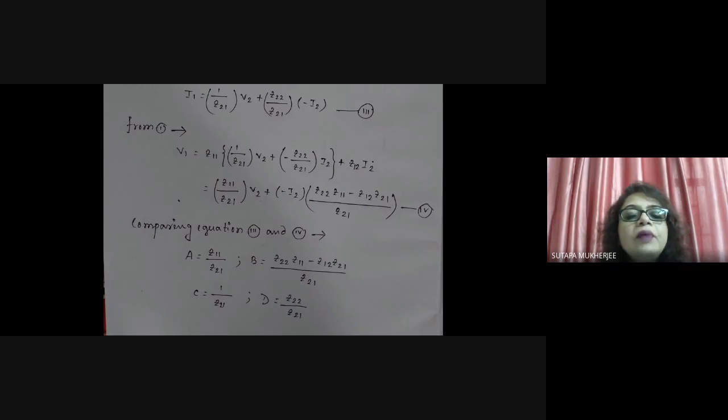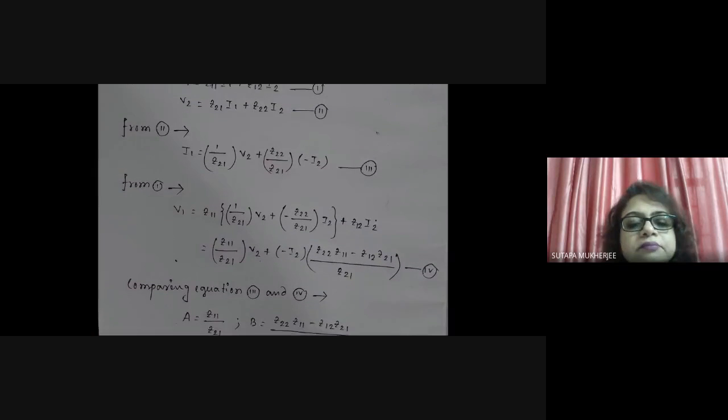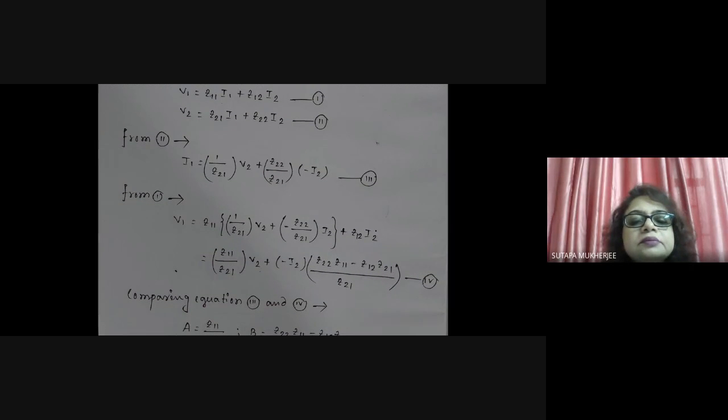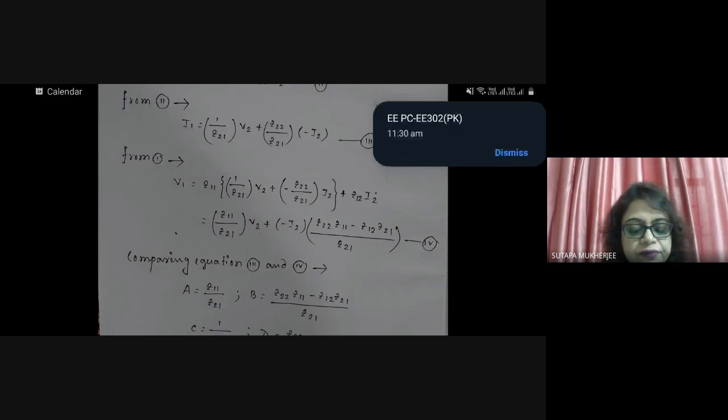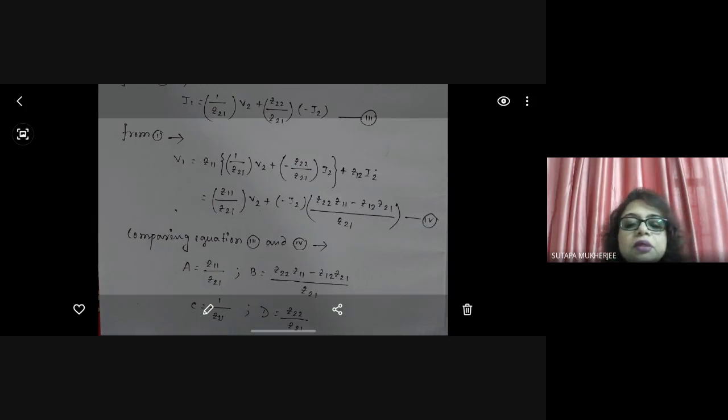Now come to the equation. I put the I1 value in the first equation. Then from there we get AV2 plus B of minus I2, whose value comes to Z11 by Z21. Now compare this analogically, it is equivalent to what? AV2 plus B of minus I2, right? Then A equal to Z11 by Z21, and B equal to Z22 Z11 minus Z12 Z21 divided by Z21. Okay, thank you.